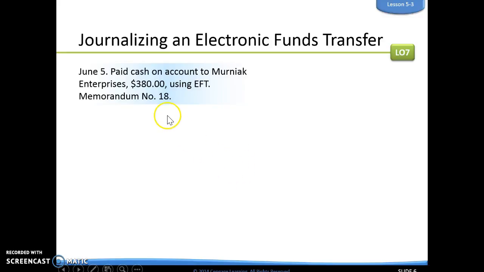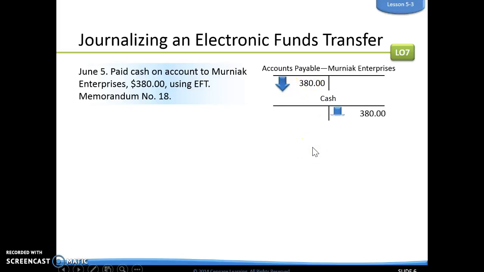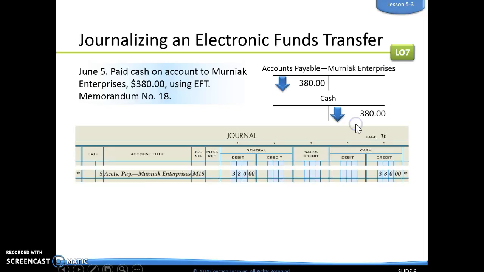Now, how did we pay for that though? Even though it's electronic, we are still using our cash. It's still going to come out of our checking account. So what we're going to do is decrease that accounts payable for $380, and we're also going to decrease our cash. Even though we didn't give them physical cash, this money is going to come out of our cash account.